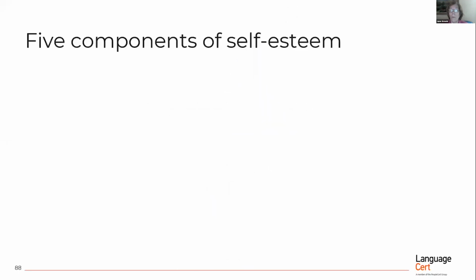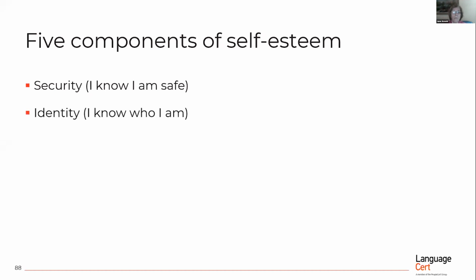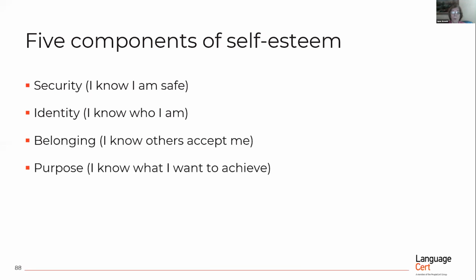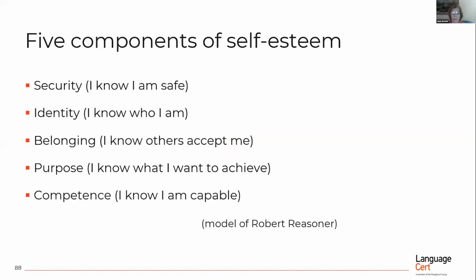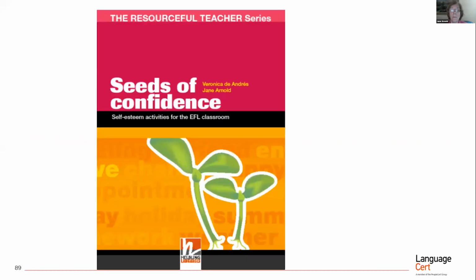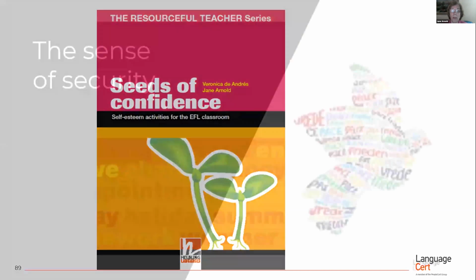Now, Professor Robert Reasoner has a model of five components of self-esteem that we can deal with in our classroom: security, identity, belonging, purpose, and competence. Veronica de Andres and I use this in our book, Seeds of Confidence.